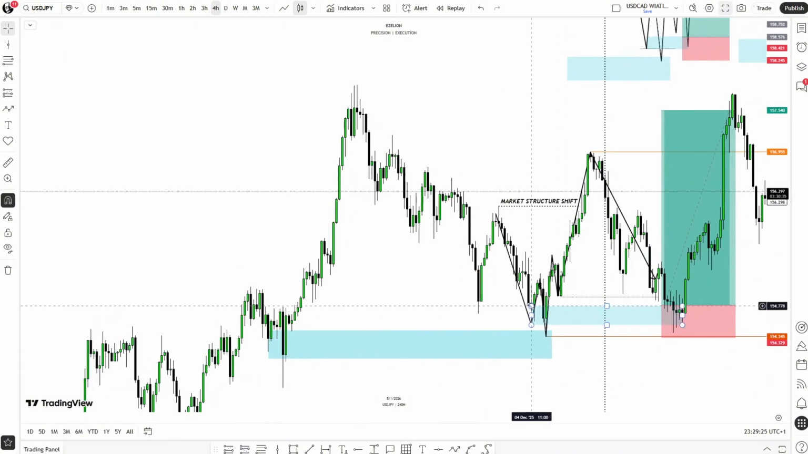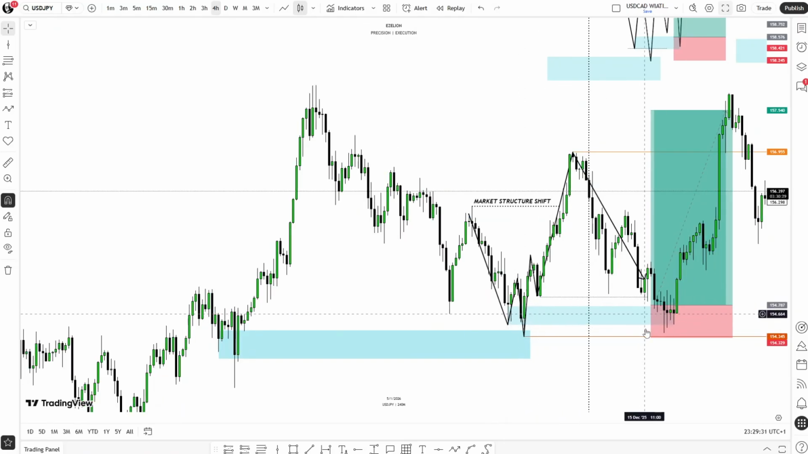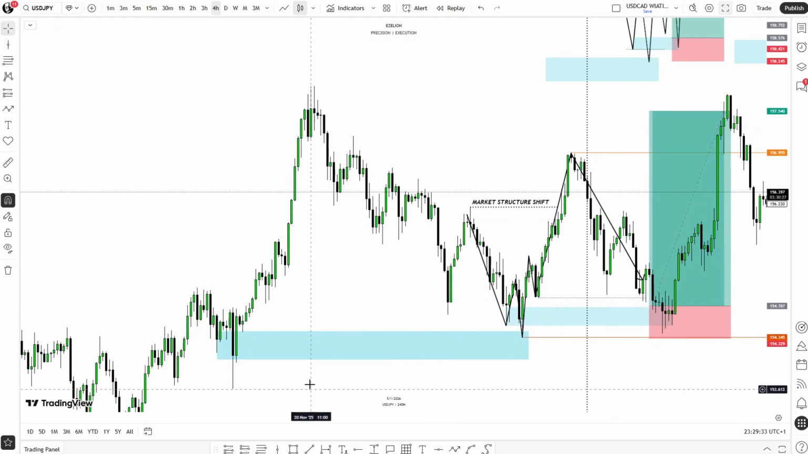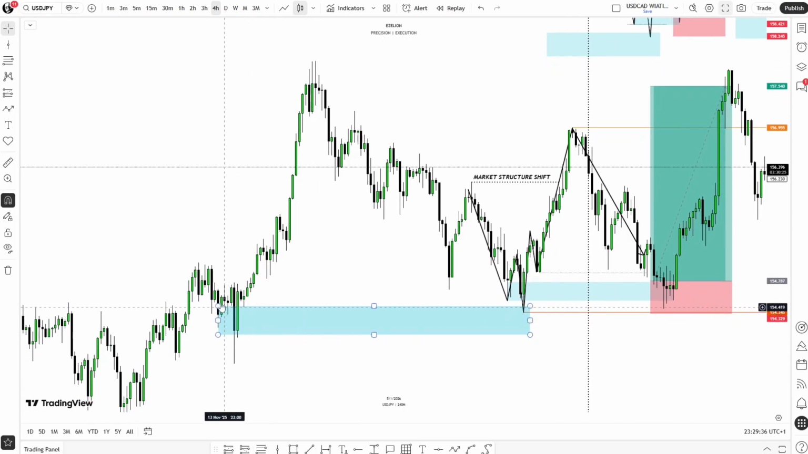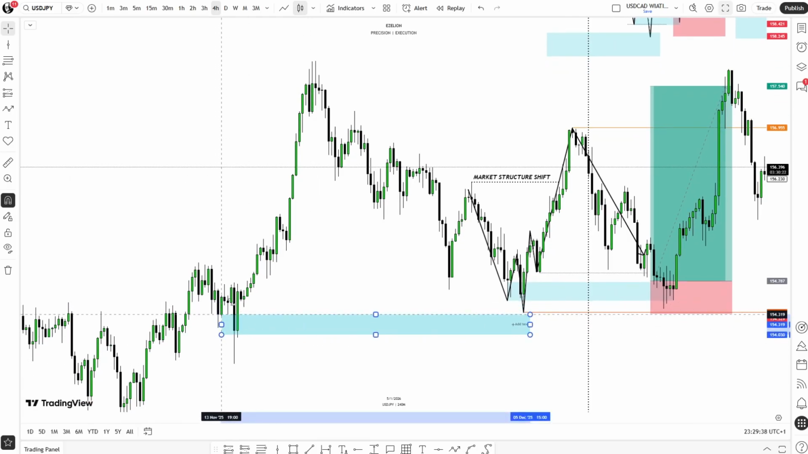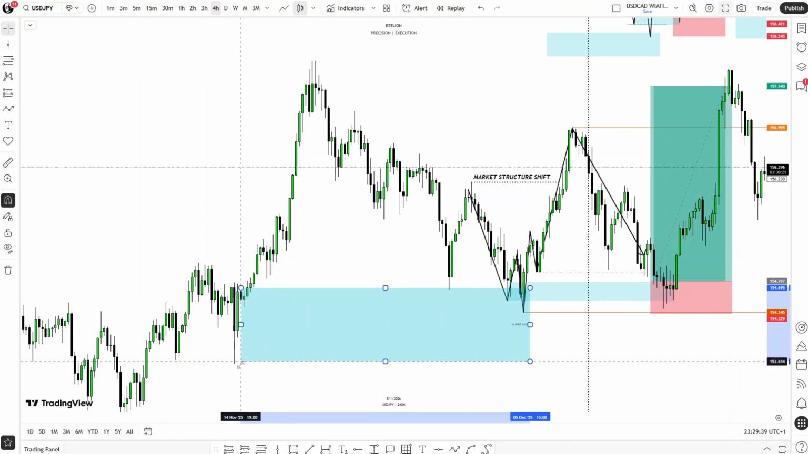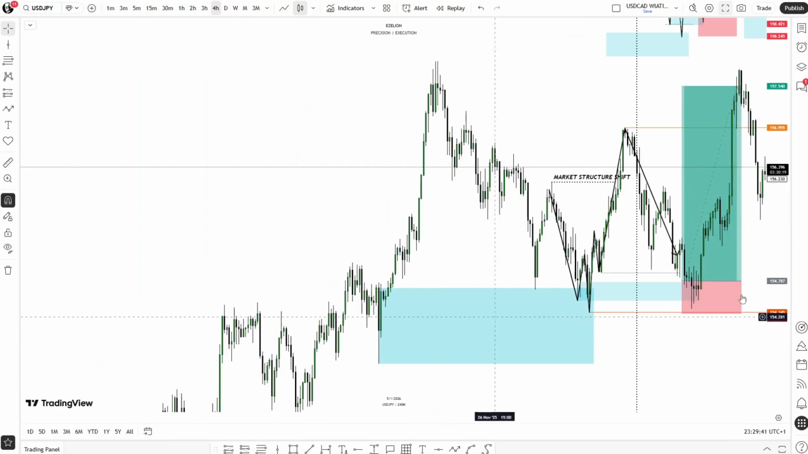I know you guys are confused with this entry, with what I'm taking. You can either take the order block or QMI. This is called QMI, I'll explain that in a bit. So you can see that all these things are actually happening in this order block, and it is valid.